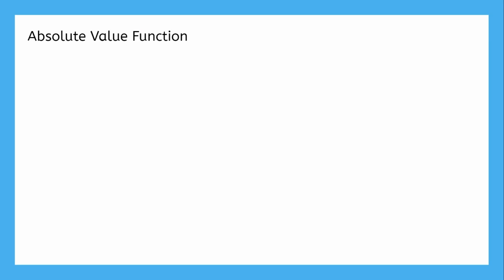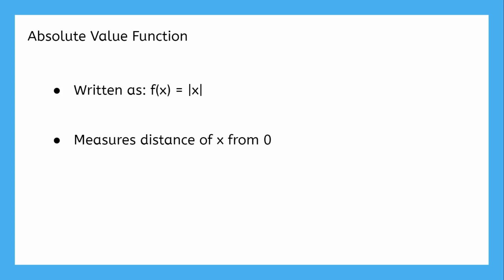Absolute value itself is a fairly straightforward function. The function is written using these vertical bars to denote the absolute value. It's kind of like a special parenthesis. This would simply be read as f of x equals the absolute value of x. What the function does is it measures the distance of whatever x is from 0. For instance, the distance from 0 to 5 is just 5. And the distance from 0 to negative 2 is 2.